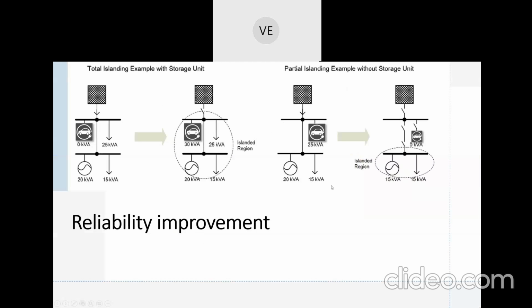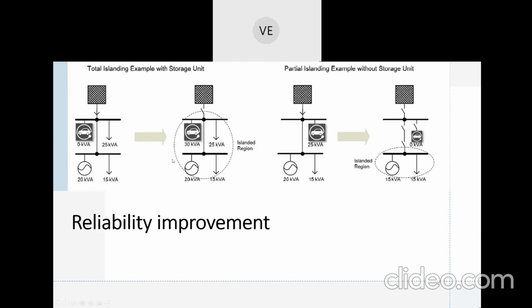Now, reliability improvement. We know that active distribution systems, if they are self-sustained, can be intentionally islanded, or unintentionally islanded because of some fault. But in the islanding mode, again, the generation-demand balance should be satisfied. In the first case, you can see that 20 kVA generation is there from this point, and the load is 15 kVA. Then one more load is there, 25 kVA. So the total load is 40 kVA, and 20 kVA is only the local generation. The remaining is coming from the upstream grid.